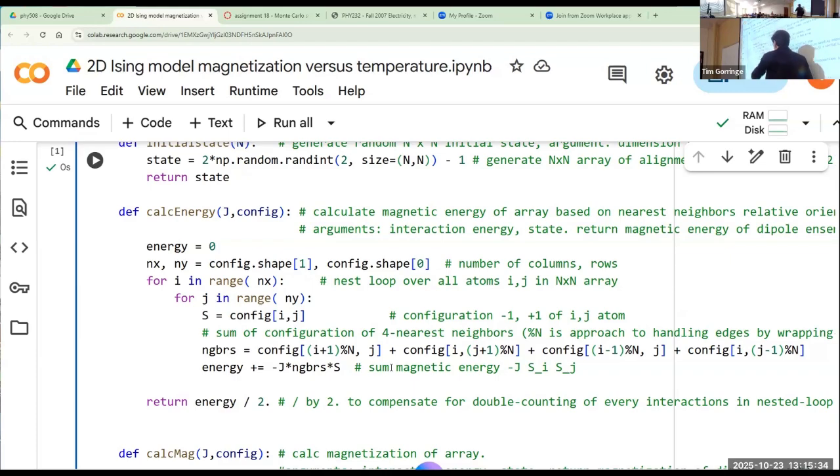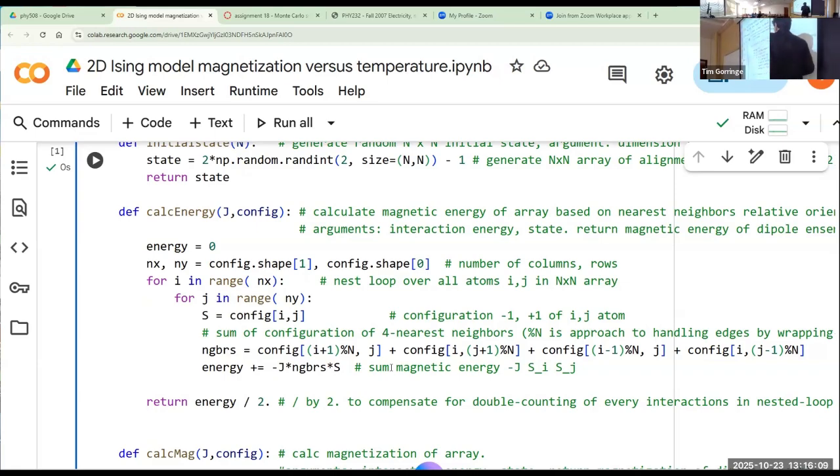Now we're inside the loop. I'm looking at a particular coordinate in my two-dimensional array. So a particular square in the chessboard, and I'm setting S to be just the state of that particular dipole moment, that particular atom or molecule. So S is going to be a +1 or a -1, depending on whether it's up or down. So that's straightforward.